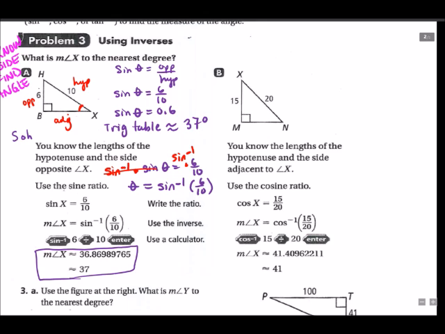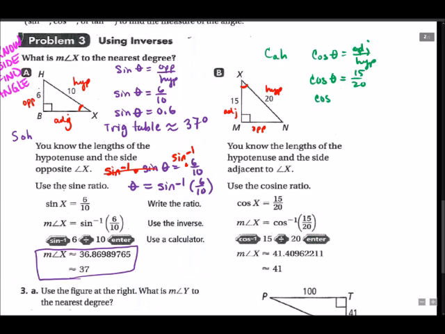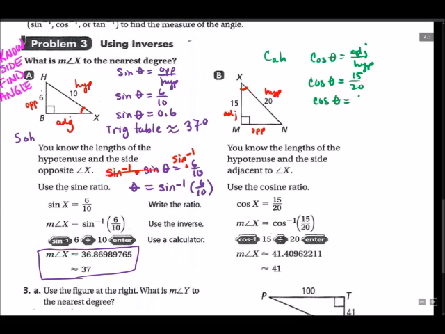All right, so let's look at the next one here. We're still looking for angle X, opposite, hypotenuse, adjacent. So what do we have? We have adjacent and hypotenuse, so we are using cosine. So cosine theta is adjacent over hypotenuse. So cosine theta equals, what's adjacent? 15/20. So we can do cosine of theta equals, what's 15 divided by 20? 0.75.